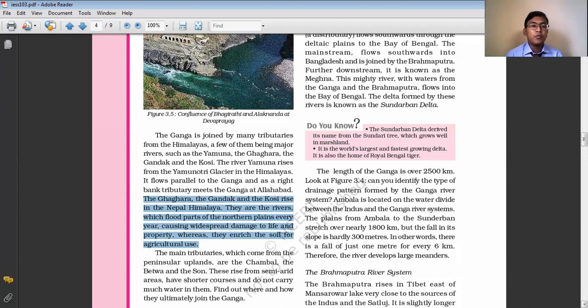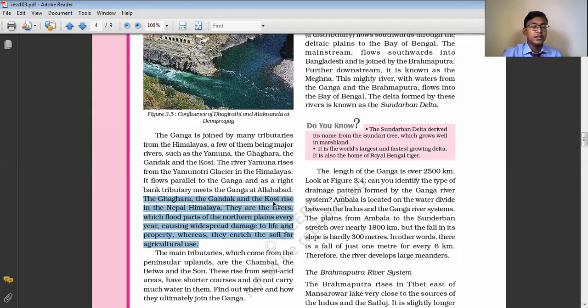But one benefit is that these rivers every year bring along with them fine sediments. These fine sediments help in renewing the fertility of the soil in the northern plains and make the soil fertile.